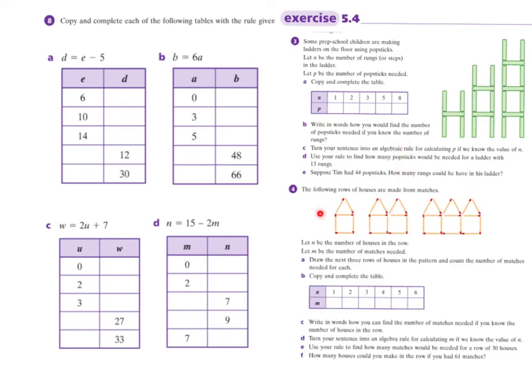So I really want everyone to do A and B and have a go at those ones. This is the same. If we think about this, we've got our row of houses made from matches. So n is the number of houses in a row. So I've got how many matches? 1, 2, 3, 4, 5, 6. So I put 6 down there. When I've got 2 houses, 1, 2, 3, 4, 5, 6, 7, 8, 9, 10, 11. Put 11 down there. And so on.